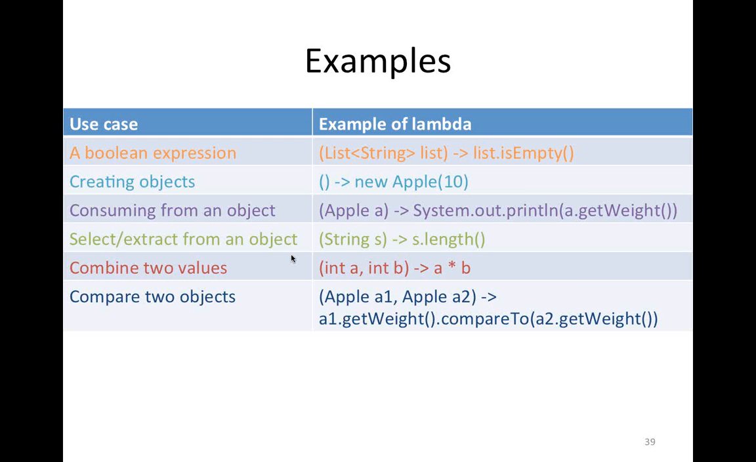We can also extract or select information from objects. So we have here a lambda expression that takes a string as argument and returns its length. We can do other very nice things, for example, combining two values. In this example, we have a lambda expression that takes two integers and multiplies them. Finally, as you can see in the previous example, we were taking two objects and showing how to compare them. So those are all examples of lambda expressions. Hopefully by now you get a little feel for its syntax.